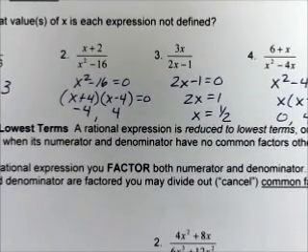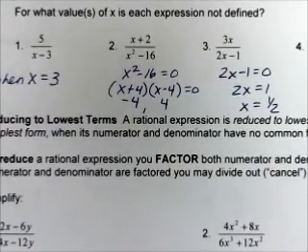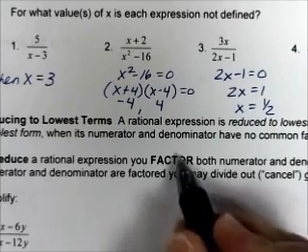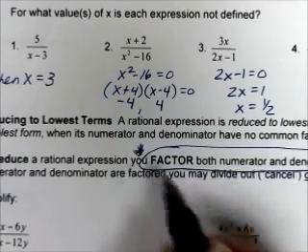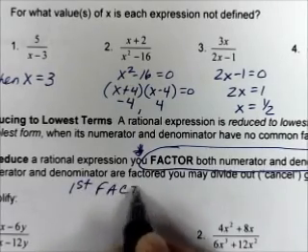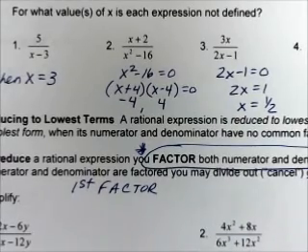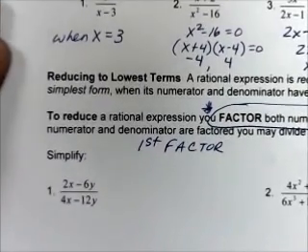Reducing to lowest terms. A rational expression is reduced to lowest terms, or is stated in simplest form, when its numerator and denominator have no common factors other than 1 and negative 1. To reduce a rational expression, you factor both numerator and denominator. This is key here. Right, you factor first. You don't try dividing out terms. Rather, you divide out factors. Once numerator and denominator are factored, you may divide out common factors.